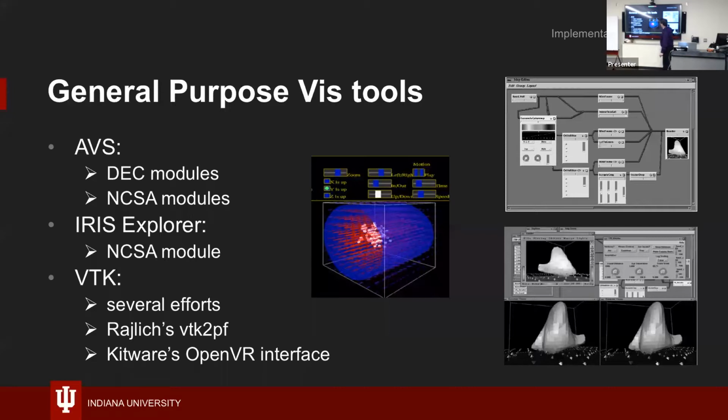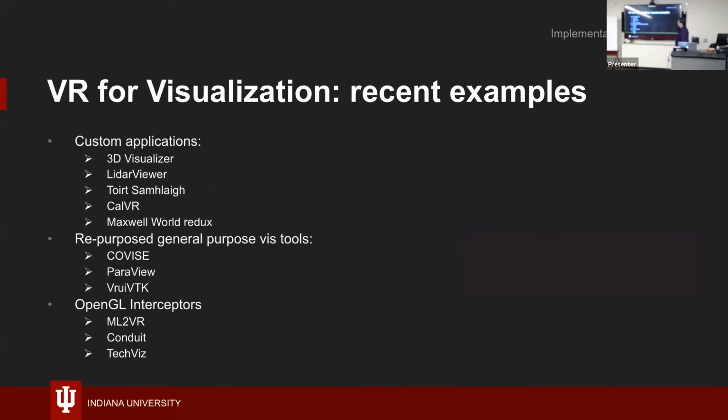Here's a VTK interface. VTK is the visualization toolkit, which has a robust collection of visualization features. There have been multiple different efforts over the years to put that into VR, starting with early examples like Paul Reilich's VTK to Performer, but now Kitware themselves, and we'll revisit this, have their own interface to virtual reality. So that makes things quite a bit easier.